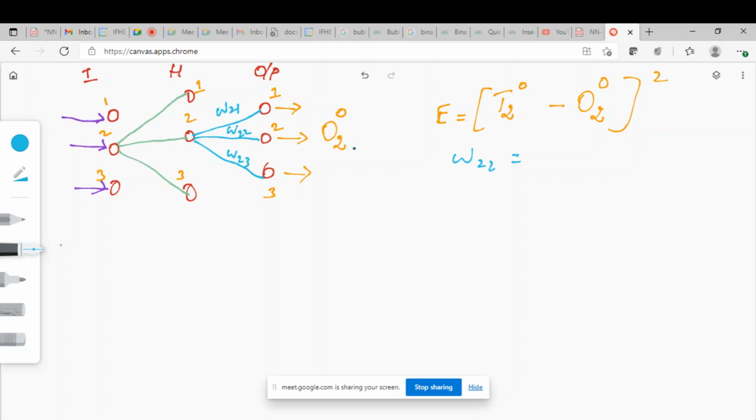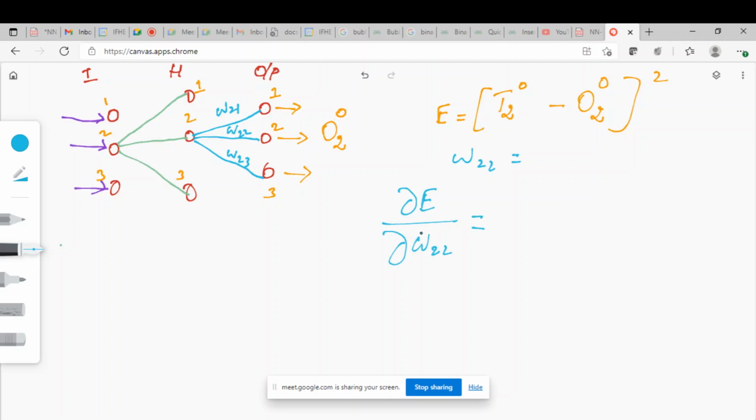Yes, so there comes partial differentiation. Here we are going to differentiate the error with respect to the weight which you want to update. You want to update this weight, and then I want to see how much the error changes. That is represented by dou E, the change in error with respect to the change in the weight W22.